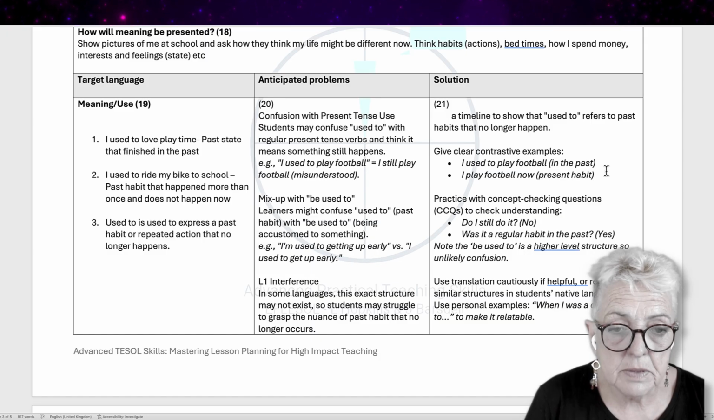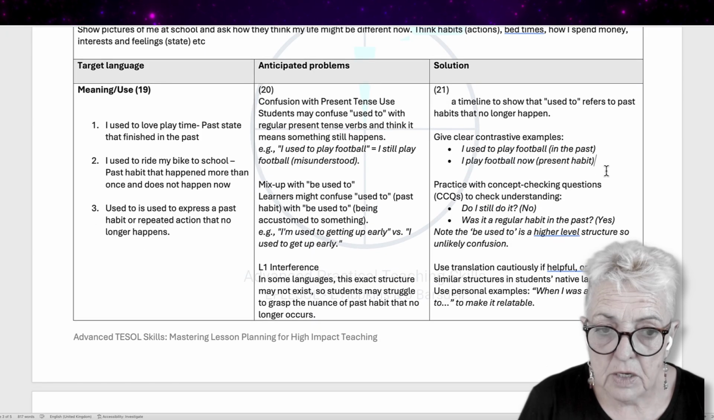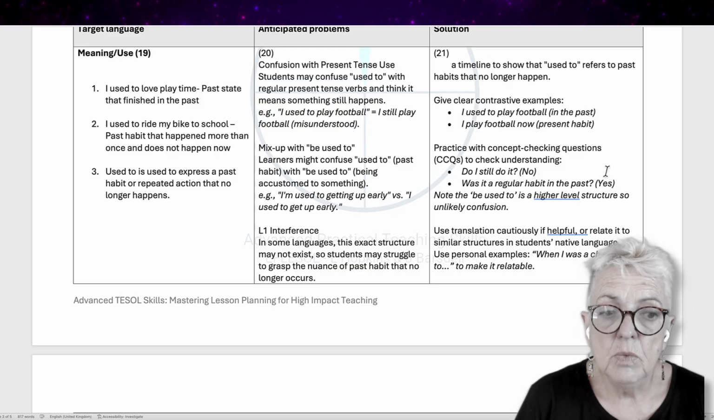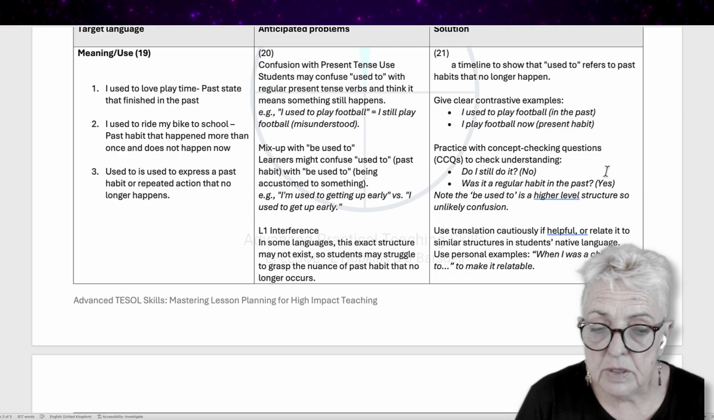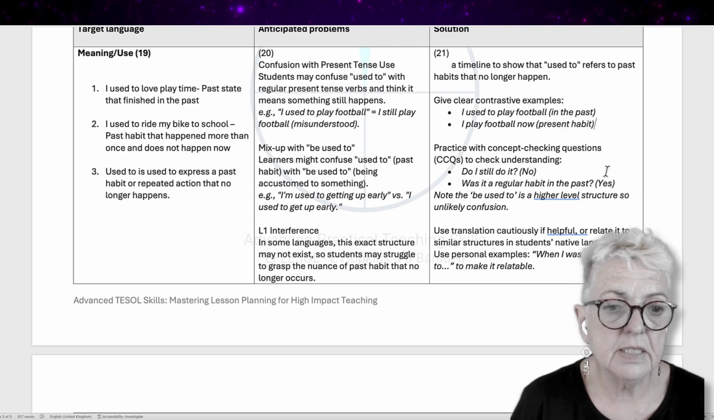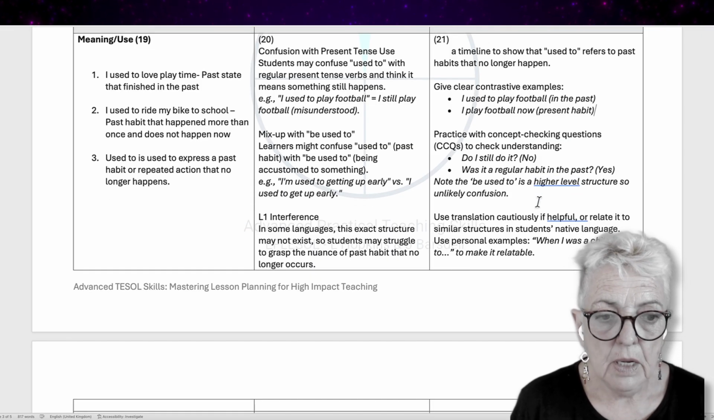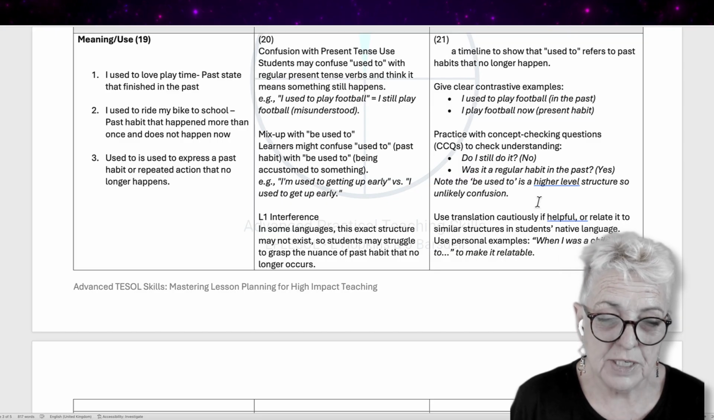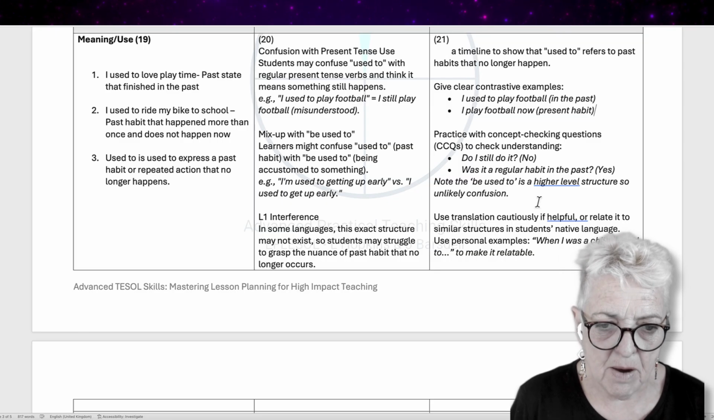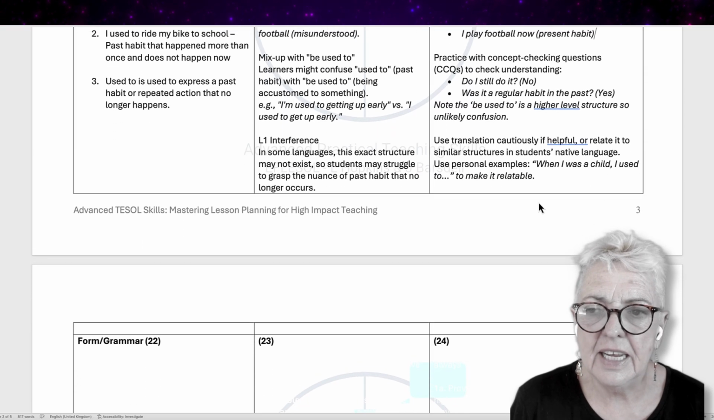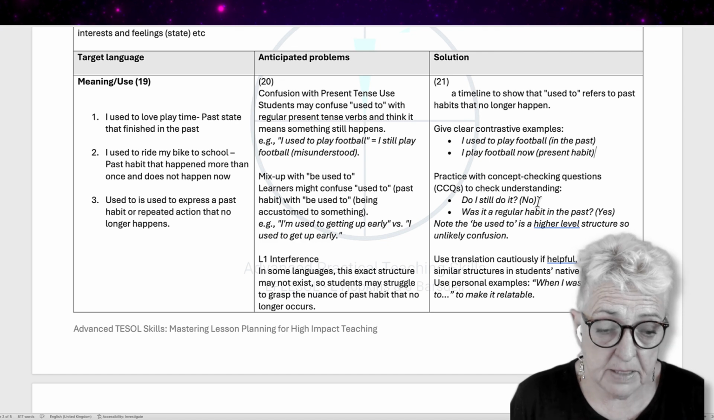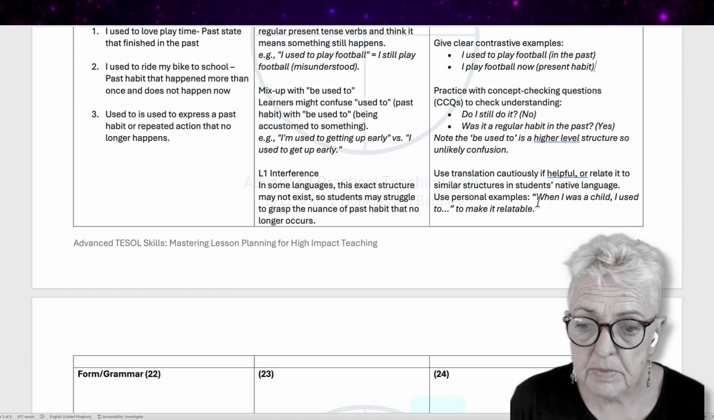contrastive examples, concept checking questions. Do I still do it now? Was it in the past or present? Was it a regular habit? Did I do it more than once? Etc. You may use translation, but cautiously and only if it's helpful. Okay. So target language for meaning, anticipated problems, and the solution.